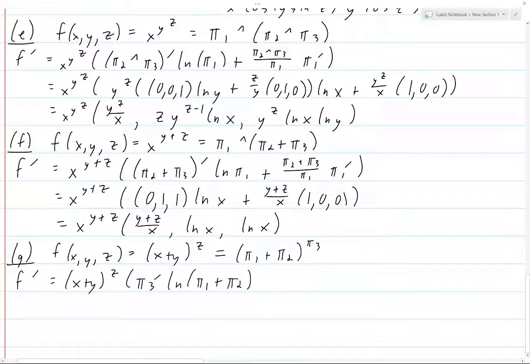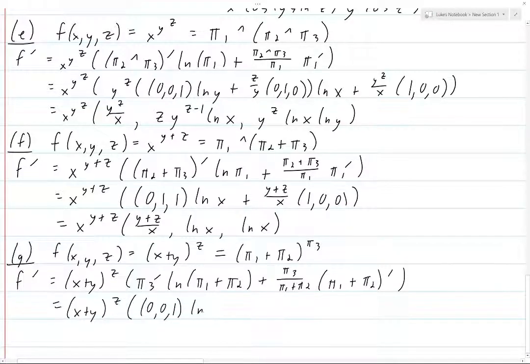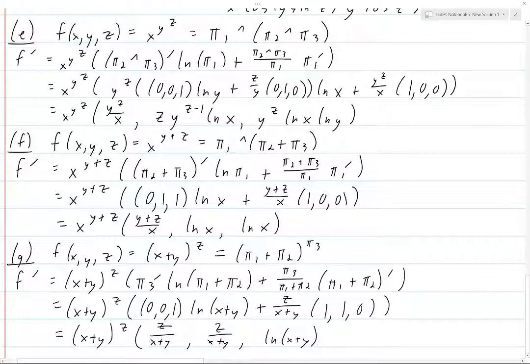Okay, so we got x plus y to the z. We've got 0, 0, 1, natural log of x plus y plus z over x plus y, 1, 1, 0. So at this point, hopefully this is starting to become a little more straightforward. We're starting to do a lot of the same sorts of techniques over and over again. Z over x plus y, z over x plus y. Then we get natural log of x plus y. Does that agree? Yeah, that agrees with what I had. Okay, cool.